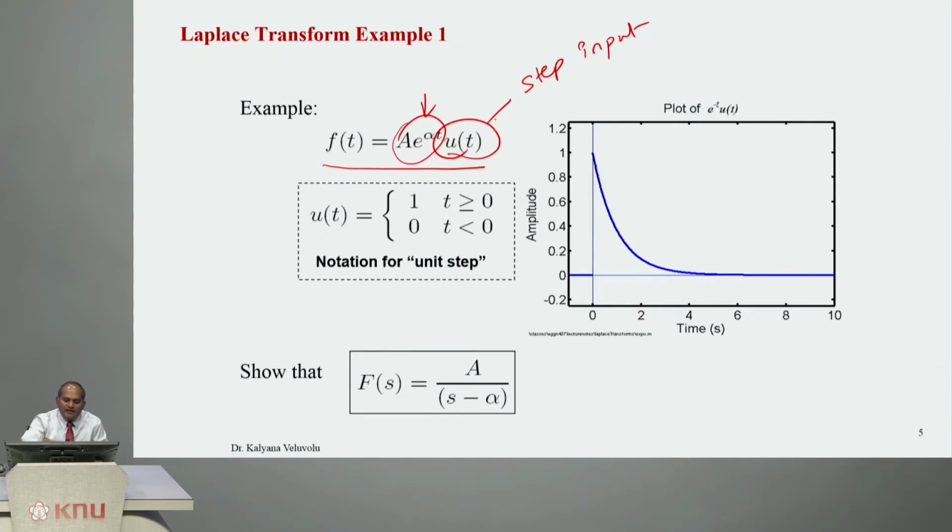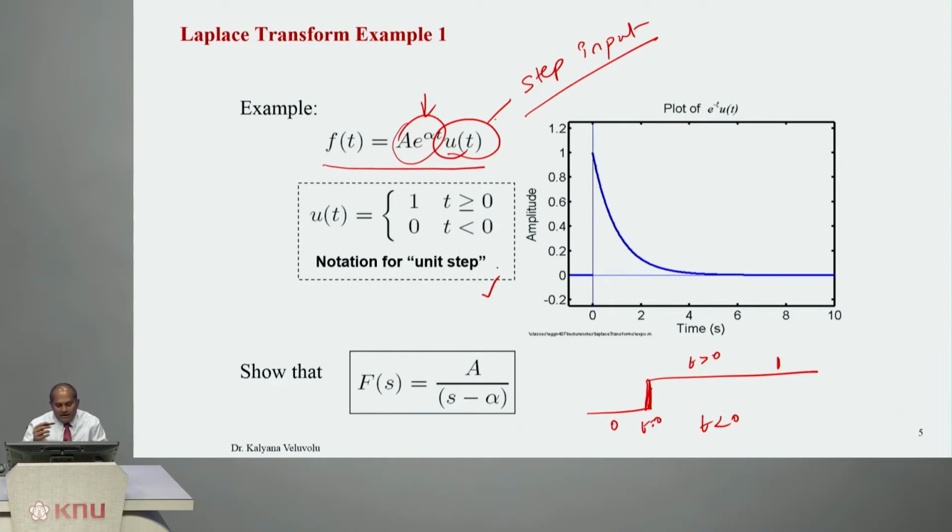Now u of t is the step input. I think most of you are familiar with what a step is. The value of the signal is 0 until t equal to 0, and for t greater than 0 the value is 1. So the value changes at t equal to 0. This is a step signal. That means for t less than 0 the function value is 0, and this function has no value for t less than 0. That is what we call the unit step.